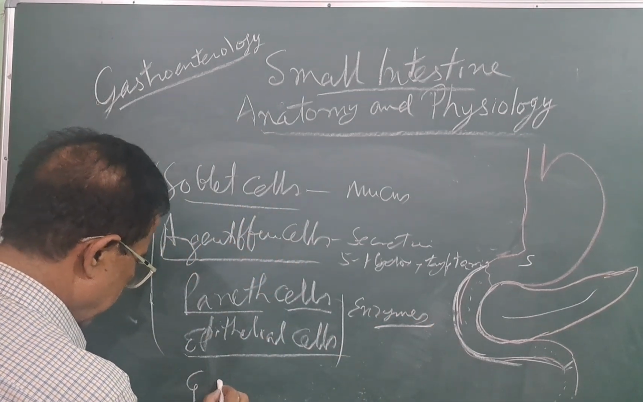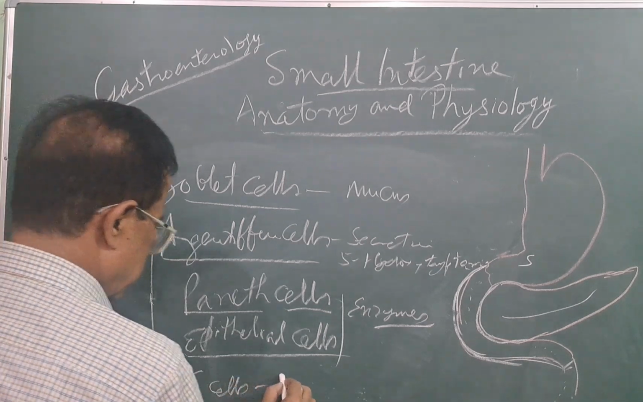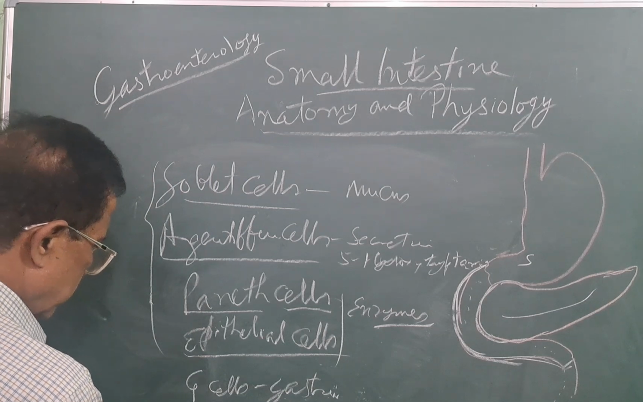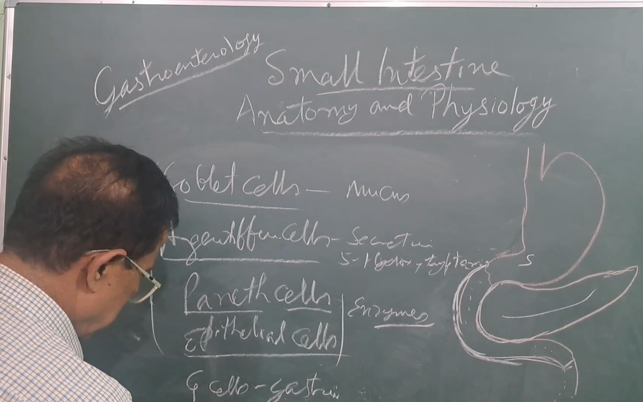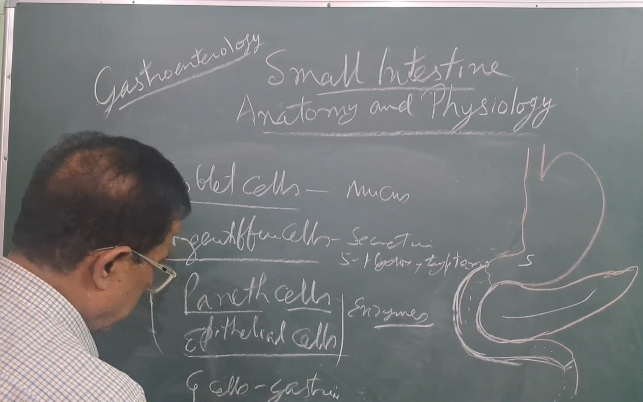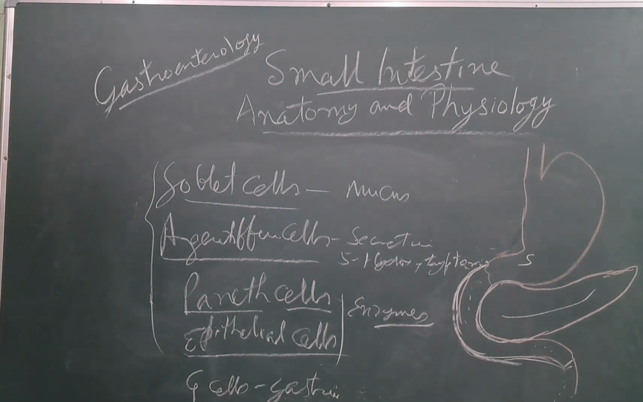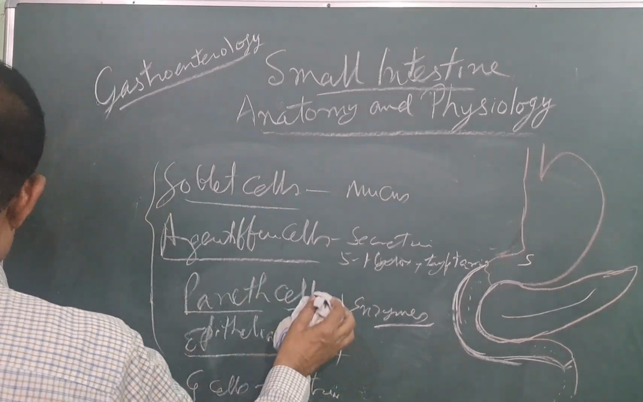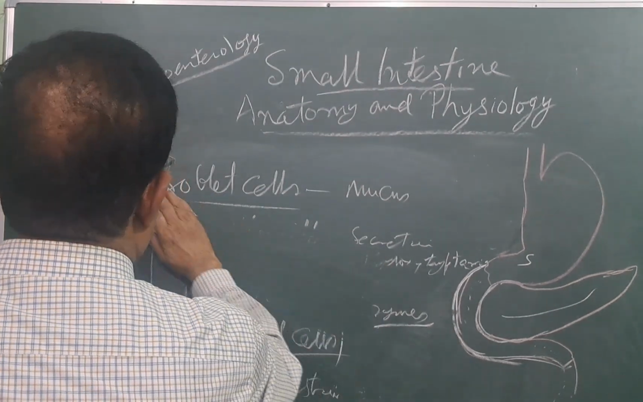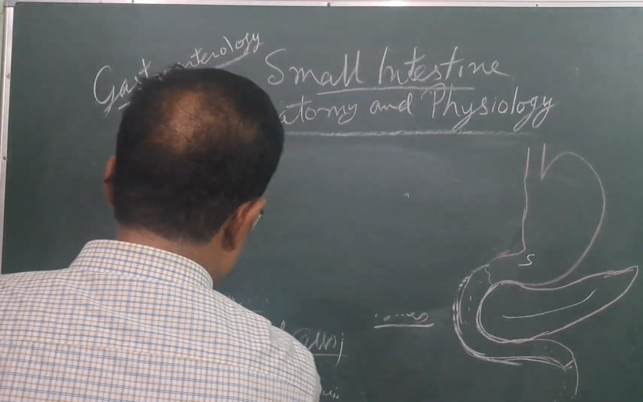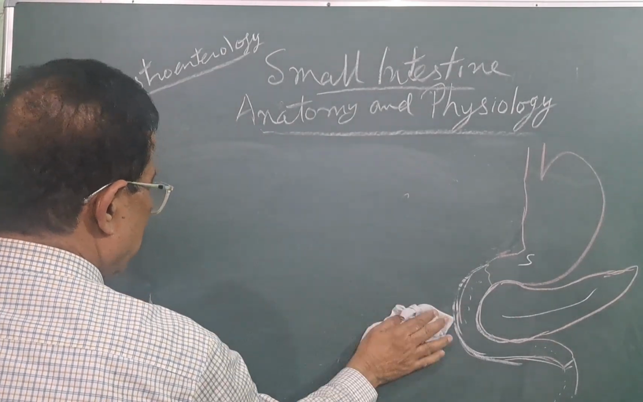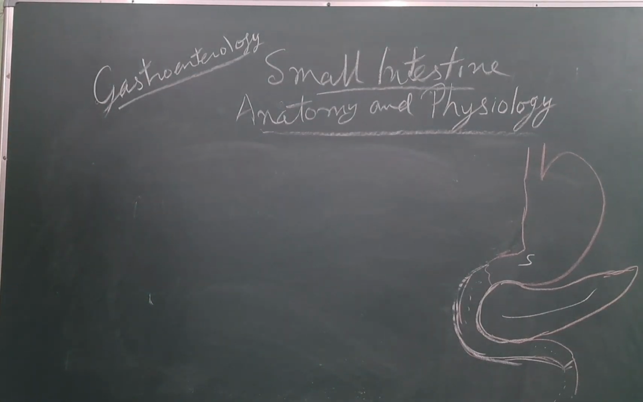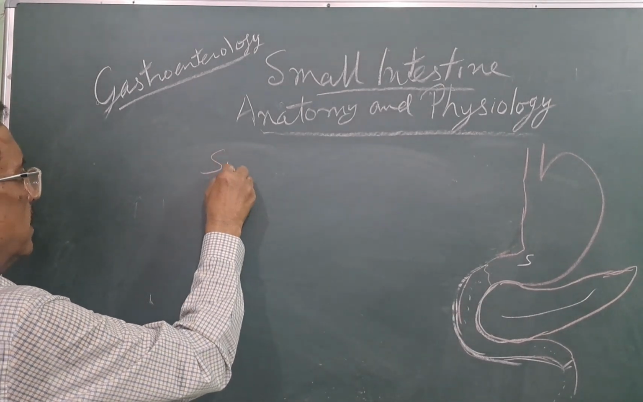Some G cells are present in the duodenum. They secrete gastrin. Then secretin cells are also present in the duodenum and jejunum. These are the cells responsible for the formation of intestinal juice. The secretion of the intestine is also known as intestinal juice, or succus entericus.